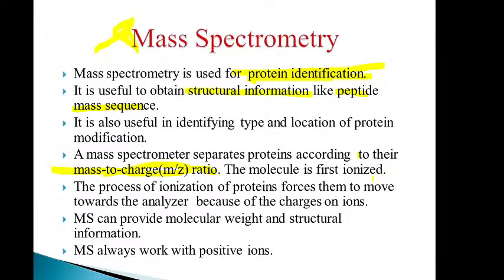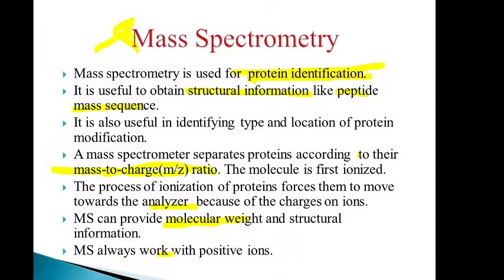The molecule is first ionized. The process of ionization of protein forces them to move towards the analyzer because of the charge of the ion. So, they are identified on the basis of their charge, on the basis of their molecular weight, on the basis of their mass. So, this mass spectrometry definitely provides us the molecular weight which the protein is carrying and their structural information. Getting my point, the structure of the protein. If there is any change in the structure of the protein, we are able to get it from this mass spectrometry.